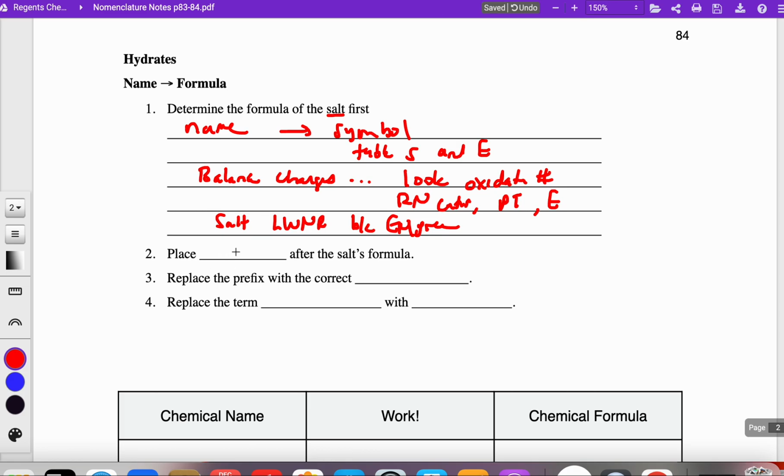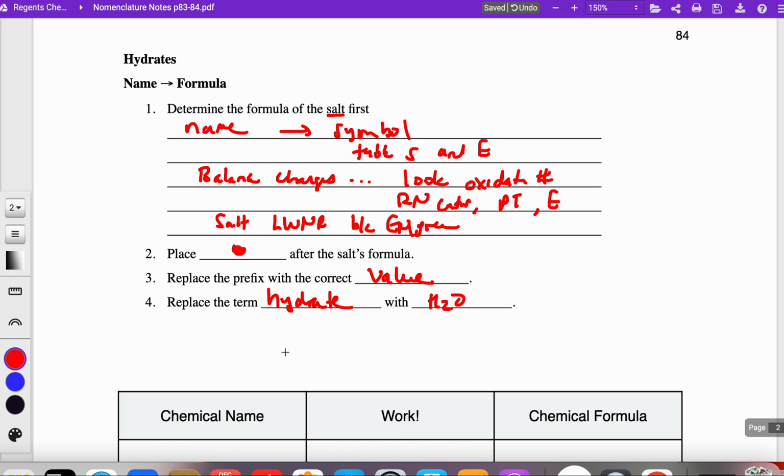Once you have the salt's formula, place that big fat dot after the salt's formula, replace the prefix with the correct value, and replace the term hydrate with H2O.